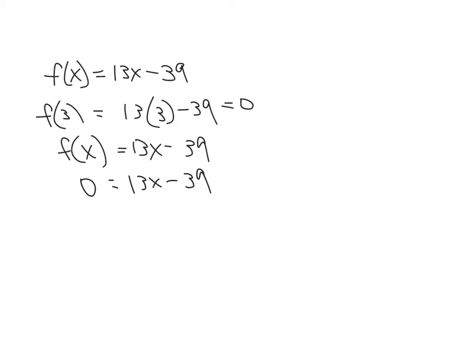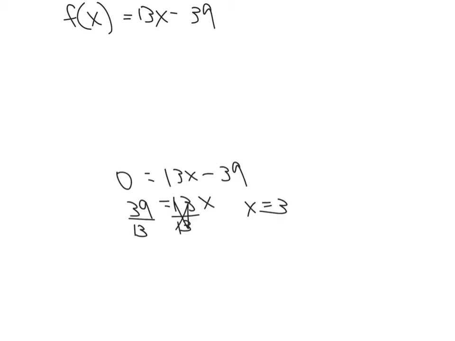Okay, I'm just going to solve this. I'm going to add 39 to both sides. Divide by 13. X is 39 over 13, or 3. Okay, so same thing we did, but instead of finding f of 3, we found the zeros.